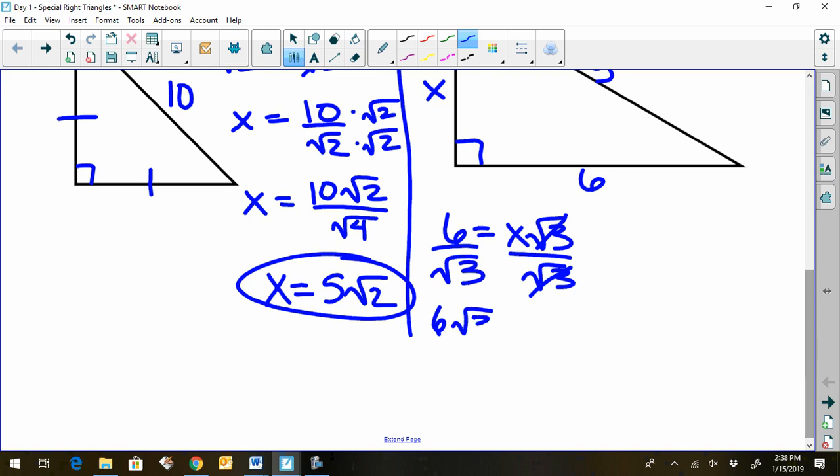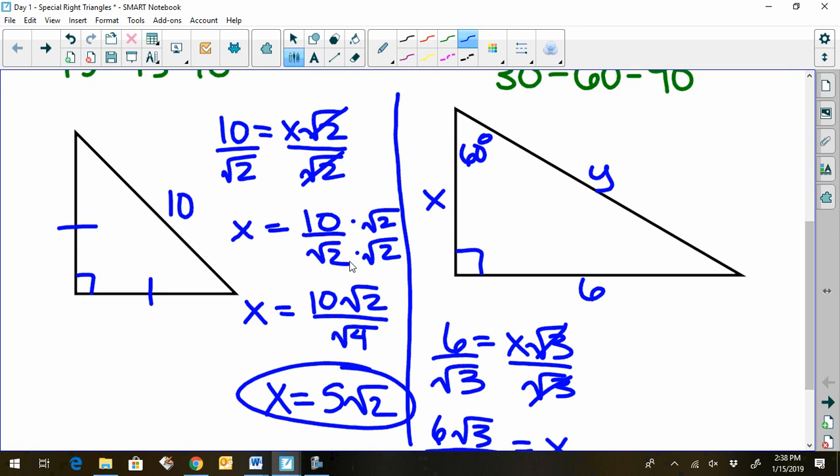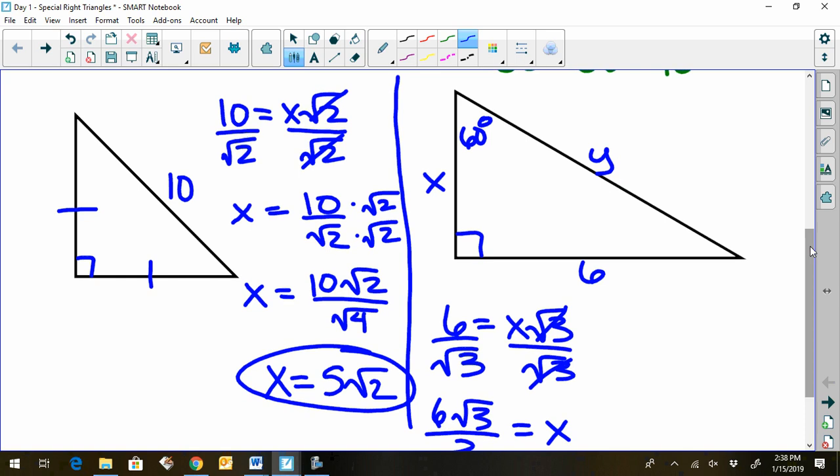So 6 over square root of 3 will multiply by square root of 3 over square root of 3. And we get square root of 3 times square root of 3 is square root of 9, which is 3, equals x. And then we can simplify again. So 6 over 3 is 2 times the square root of 3. So we just rationalized that denominator. That was a step that we did not show there. And we notice that that is what our x equals. That's a shorter leg. And we know that our shorter leg, if we multiply it by 2, we'll get our hypotenuse. So we want to solve for y using our shorter leg.